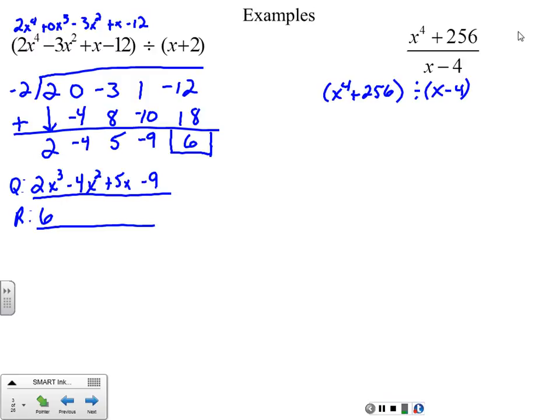All right, so let's set up in synthetic division. What goes on the outside? A positive 4. And on the inside? What's your first number? Your leading coefficient's what?